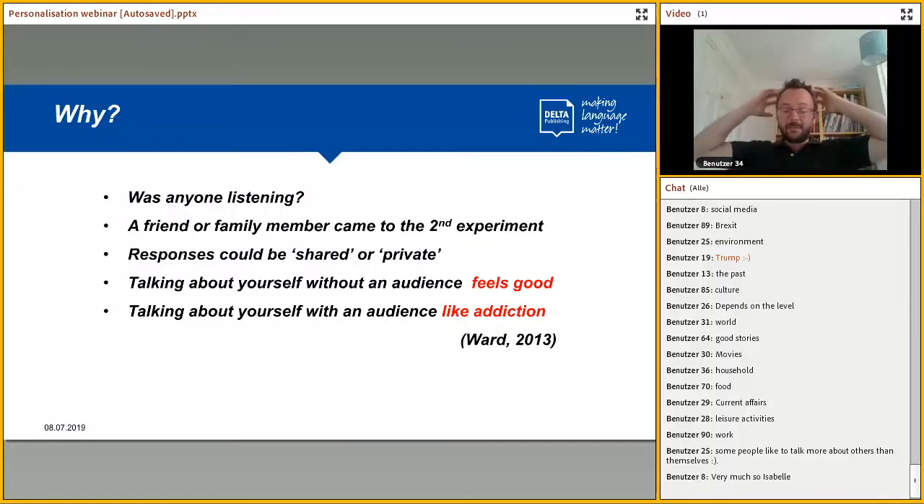And they again did an MRI scan on the brain and found, interestingly, that talking about yourself, even without an audience, essentially feels good. It triggers the dopamine system within the brain. It makes people feel positive about themselves. But talking about yourself with an audience stimulated the brain significantly, to such an extent that they were getting such high readings that it was almost like an addiction. There was an incredibly strong response that they were finding.